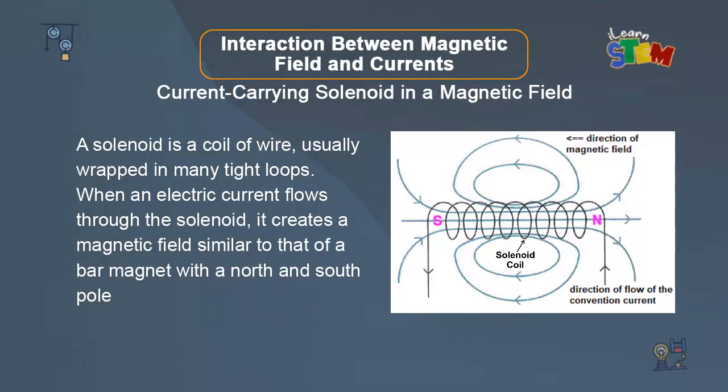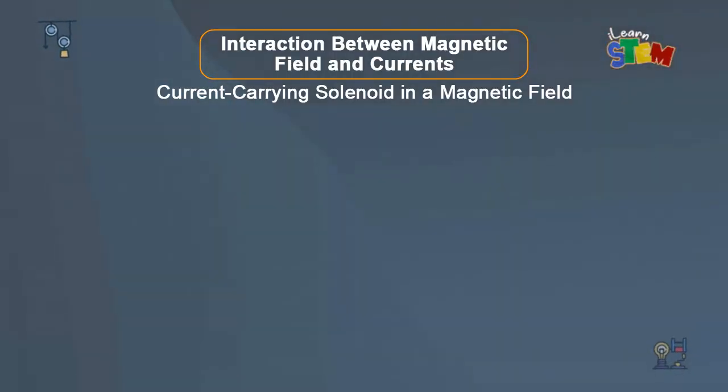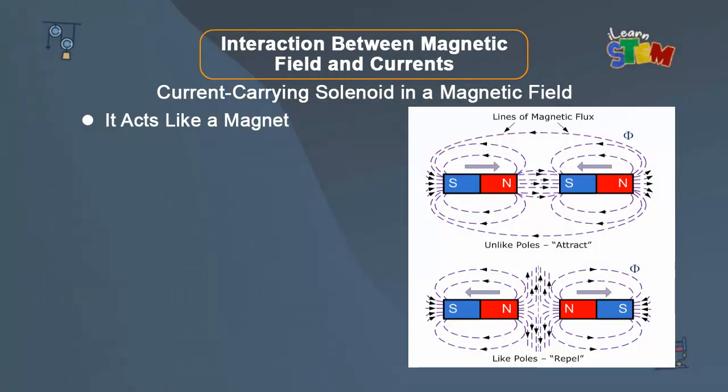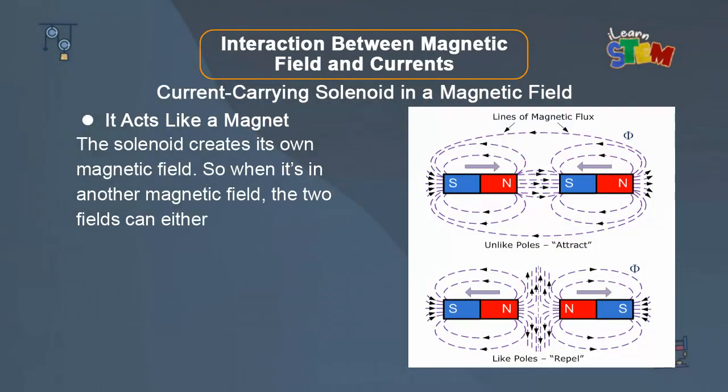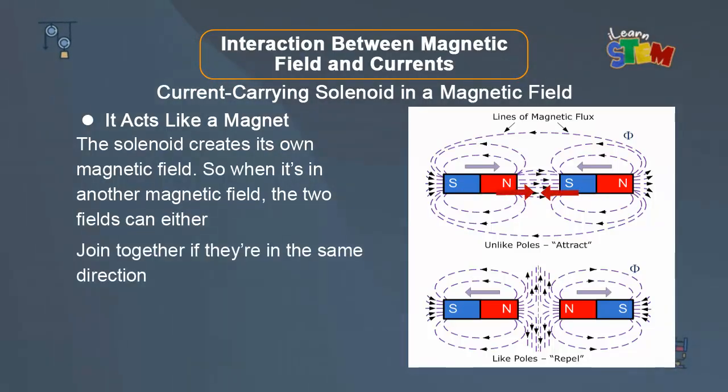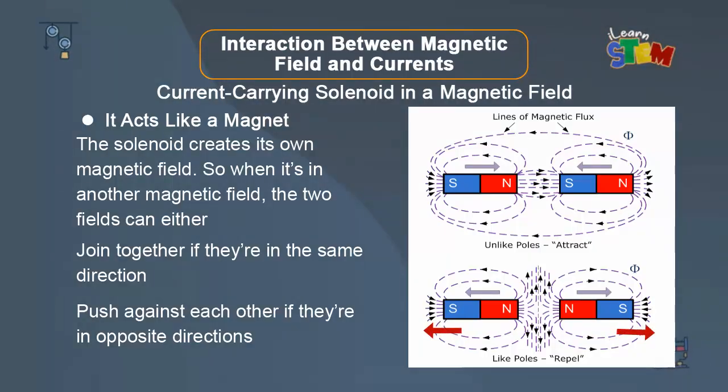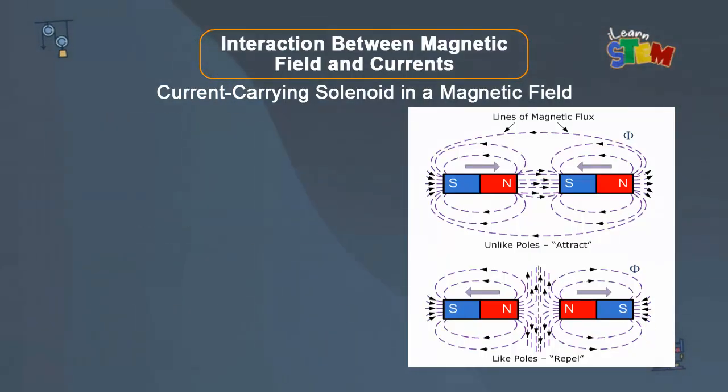Now, what happens if we place this solenoid inside another magnetic field, like near a bar magnet or inside a larger electromagnet? Here's what you need to know. It acts like a magnet. The solenoid creates its own magnetic field. So when it's in another magnetic field, the two fields can either join together if they are in the same direction, or push against each other if they are in opposite directions.